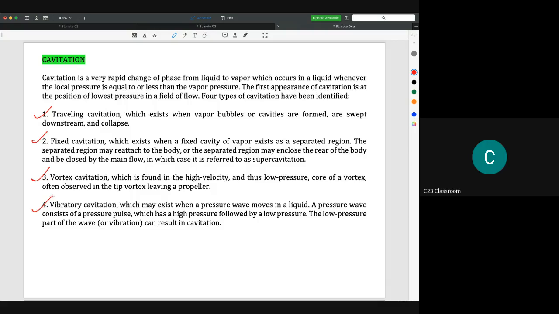The vortex cavitation is found in the high velocity and thus low pressure core of a vortex, and is often observed in the tip vortex leaving a propeller. Vibratory cavitation may exist when a pressure wave moves in a liquid. A pressure wave consists of a pressure pulse which has a high pressure followed by a low pressure. The low pressure part of the wave of vibration can result in cavitation. So there are 4 types of cavitation.